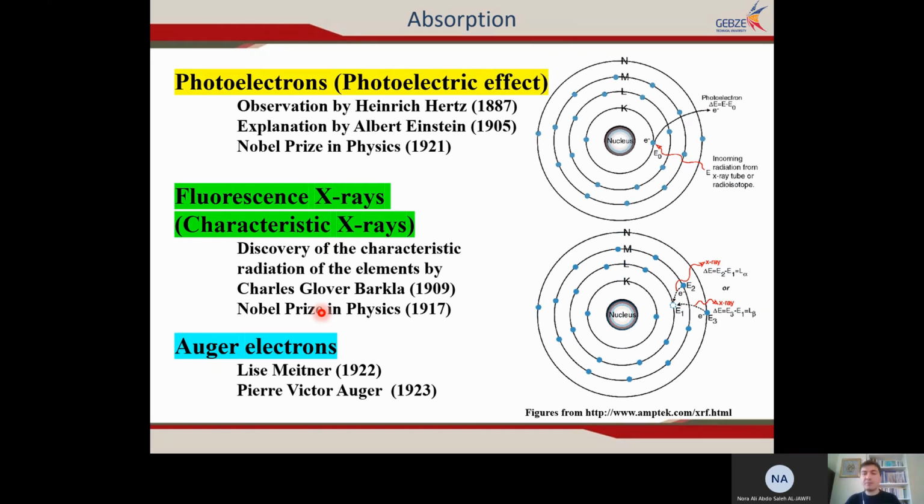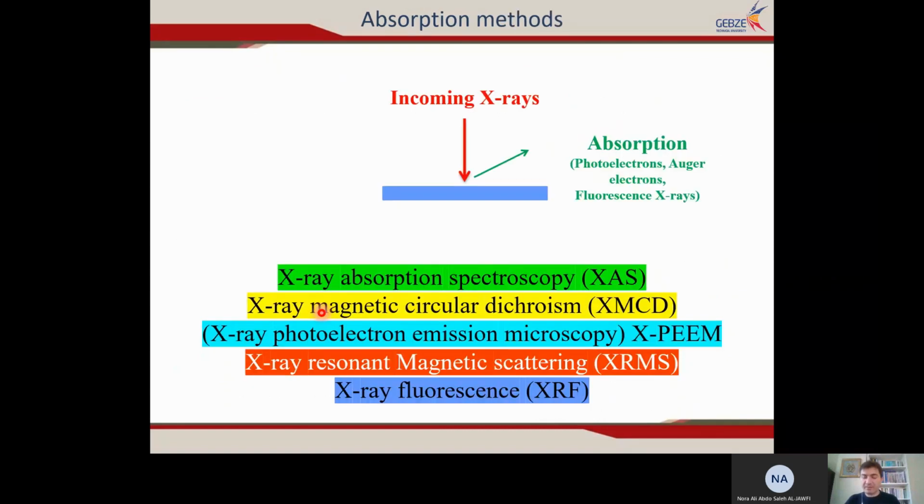No. Now, let me tell you what kind of methods are used based on the absorption mechanism. We have X-ray absorption spectroscopy, and there is X-ray magnetic circular dichroism. It is also another absorption-based experiment. The other one is X-ray photoelectron emission microscopy, XPEM for short, or XMCD-PEM. Another absorption-based method is X-ray resonant magnetic scattering. And the last one is X-ray fluorescence, okay?